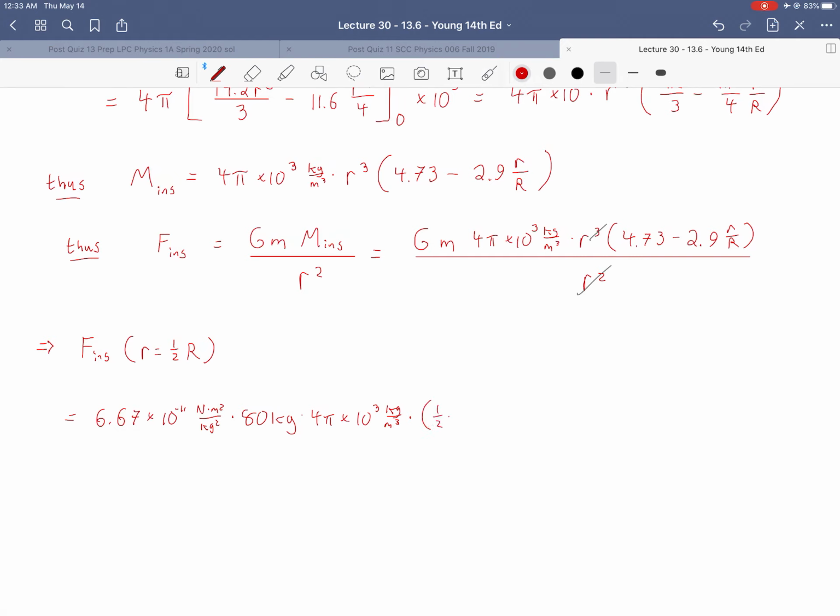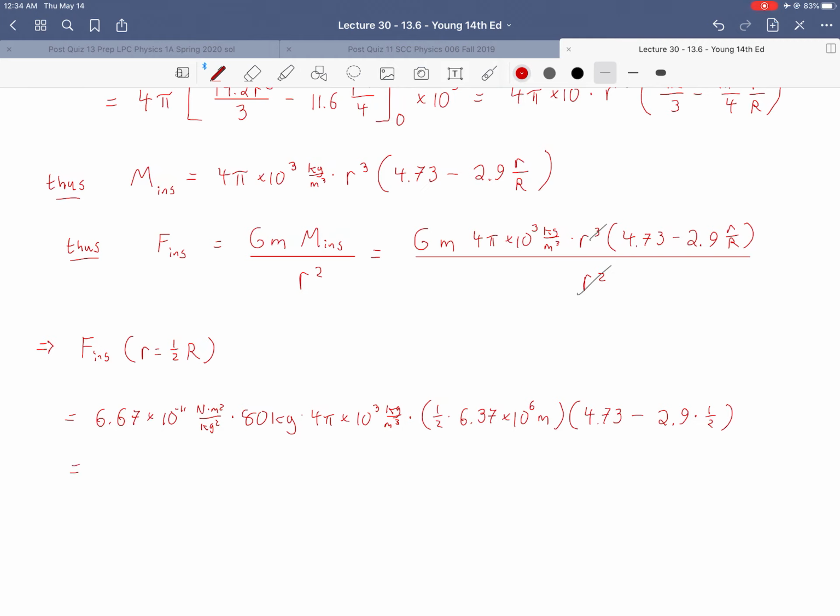Yeah, and I'll just put this in. So that's going to be 1/2 times the radius of Earth, so 6.37 times 10 to the 6 meters. Okay, and then everything that's an attribute of the specific distribution, the 4.73 and the 2.9. And then we have here, if we're looking at this term, that would be 1/2 r over r, which would just be times 1/2.